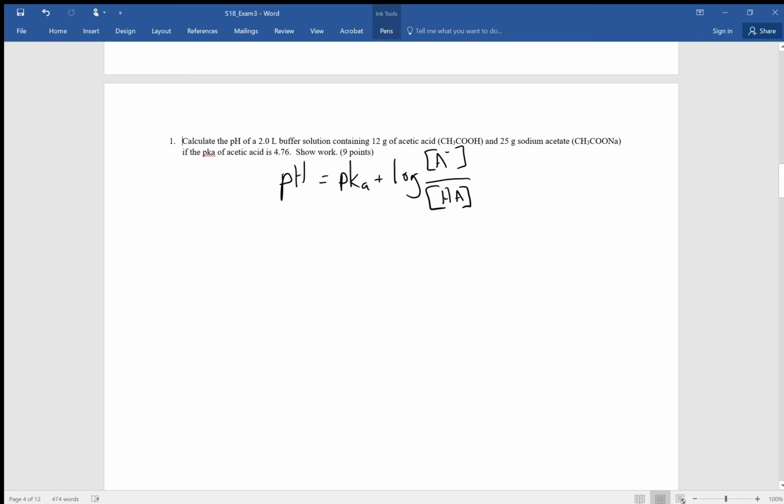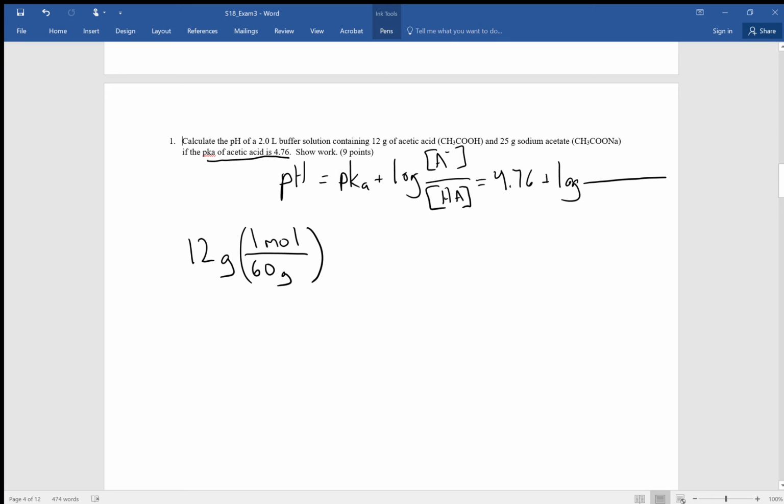So in this problem, we already know the pKa. We're told the pKa is 4.76. But we have to calculate both the concentration of the acid and the concentration of the base. So we can start with acetic acid, which there's 12 grams of. We can calculate how many moles that is: 1 mole over its molar mass of 60 grams. So what we've written there will give us the number of moles of acetic acid.